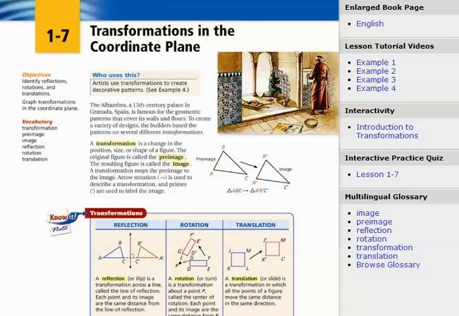Hello, Mr. Wilford here, and I just want to go through week 3 of geometry. In this week, we're going to take a look at only one section, section 7. And then we're going to do some practice things to get ready for the test over chapter 1.